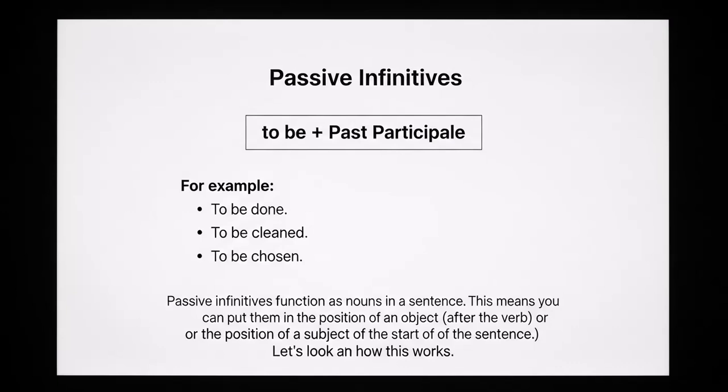Passive infinitives function as nouns in a sentence. This means you can put them in the position of an object after the verb, or in the position of a subject at the start of the sentence. Let's look at how this works.